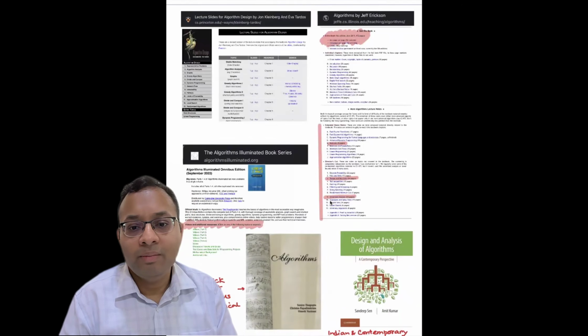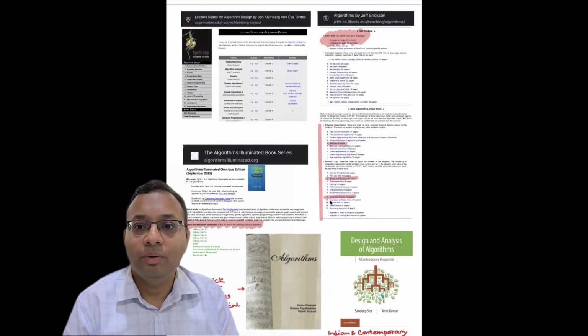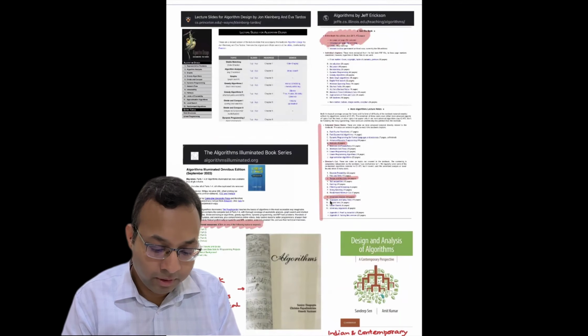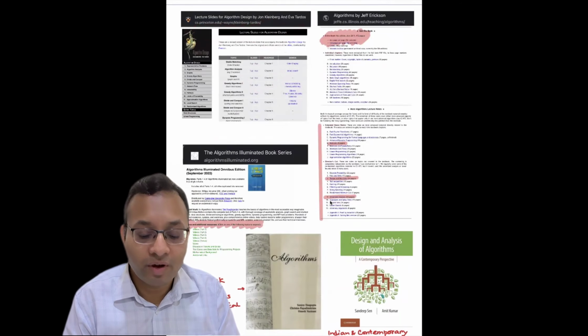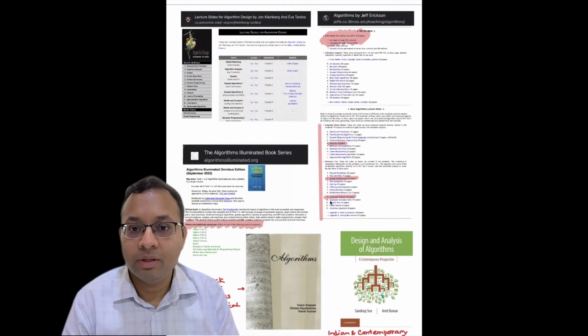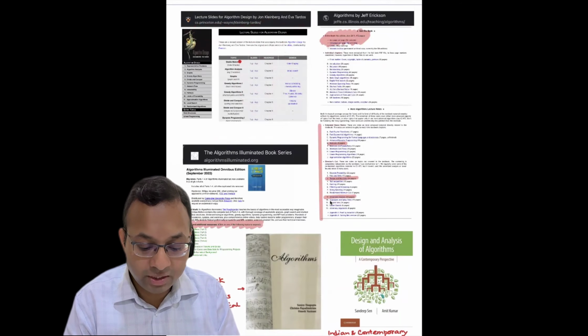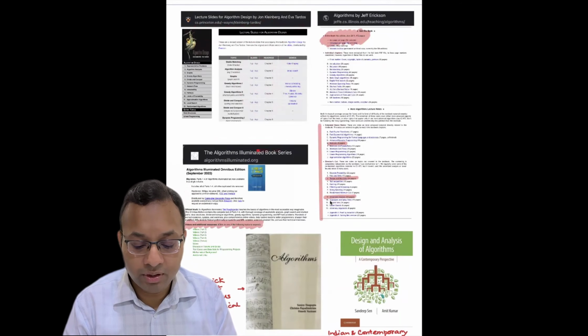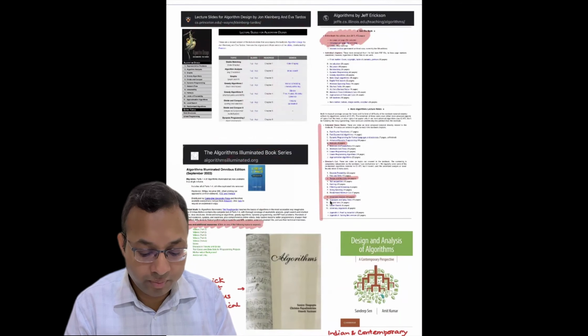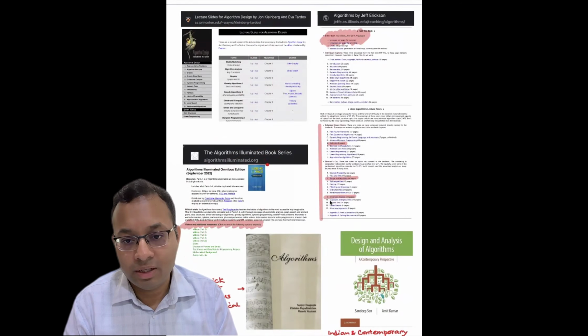These are some companion materials for some of these textbooks. This is by Kleinberg and Tardos. On this web page, you will find all the slides for the chapters. Like the first chapter, I'll teach stable matching. The slides are there. And as I mentioned about the book by Tim Roughgarden, there are excellent video lectures on this web page, and there are many other materials for the course mentioned here.